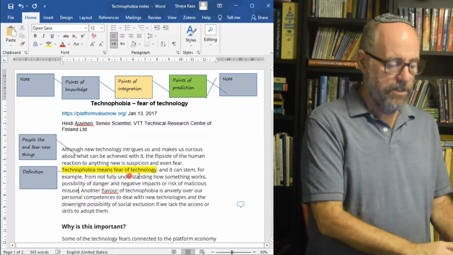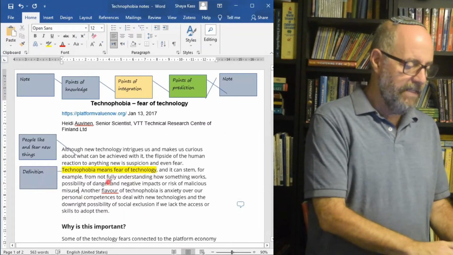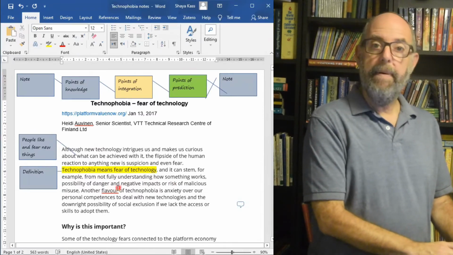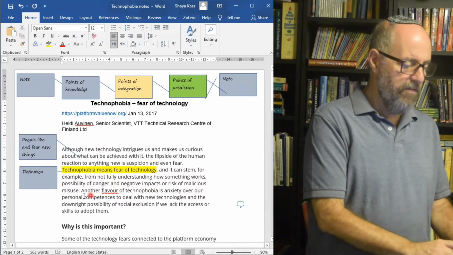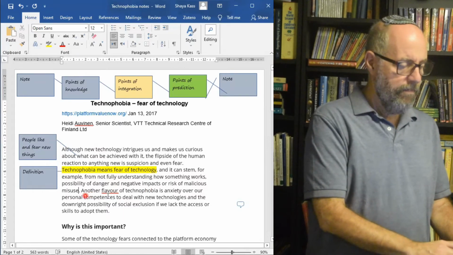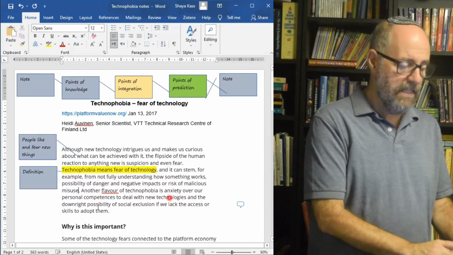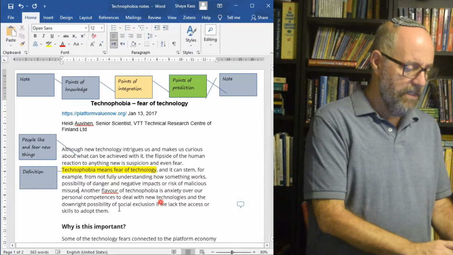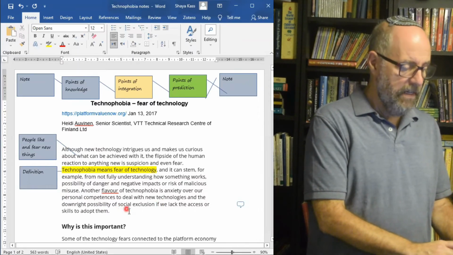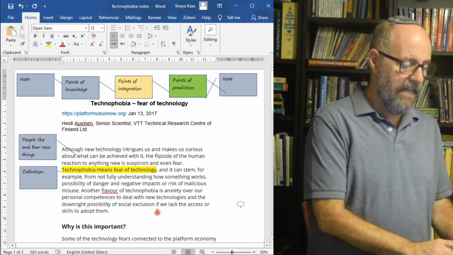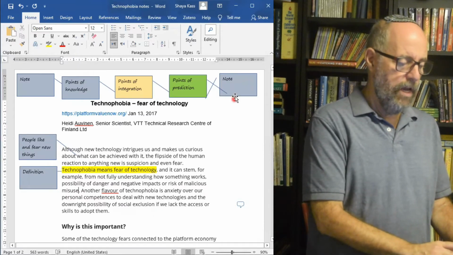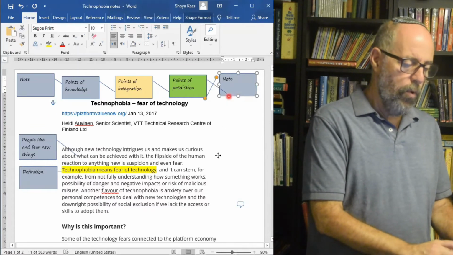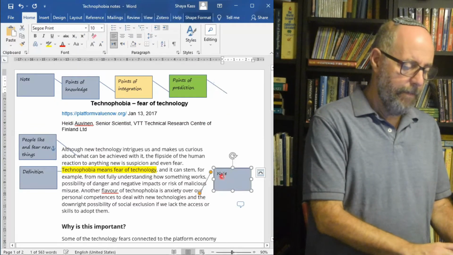Technophobia means fear of technology and can stem, for example, from not fully understanding how something works, possibility of danger and negative impacts, or risk of malicious misuse. Another flavor of technophobia is anxiety over our personal competences to deal with new technologies and the downright possibility of social exclusion if we lack the access or skills to adopt them. So this gives me a bunch of examples of what people are afraid of.